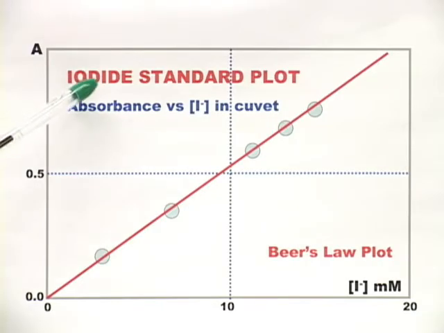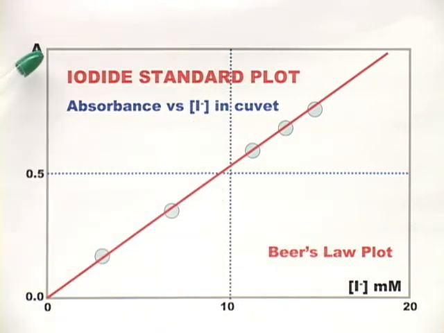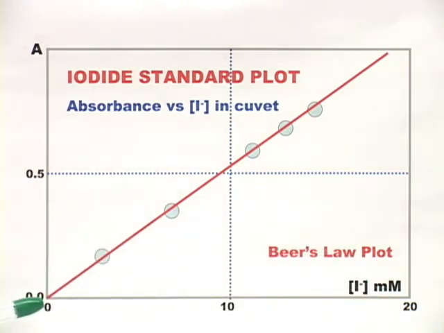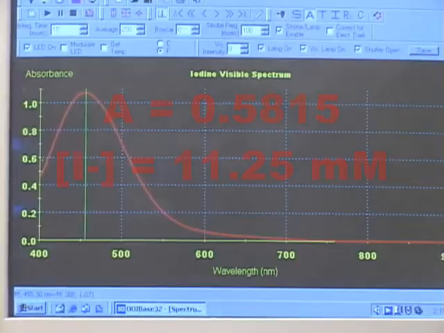Having made and measured our standard, here is the Beer's law plot of absorbance versus concentration. Note, it's a straight line which should go through 0. And this is the point we just collected.